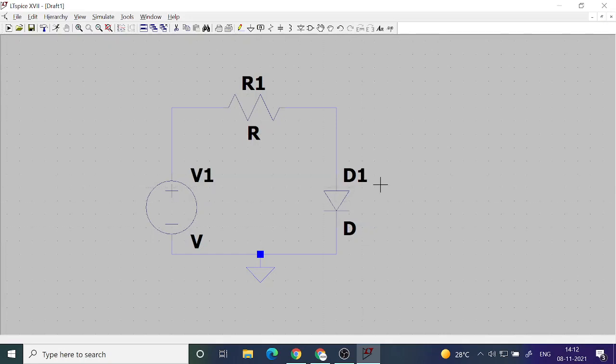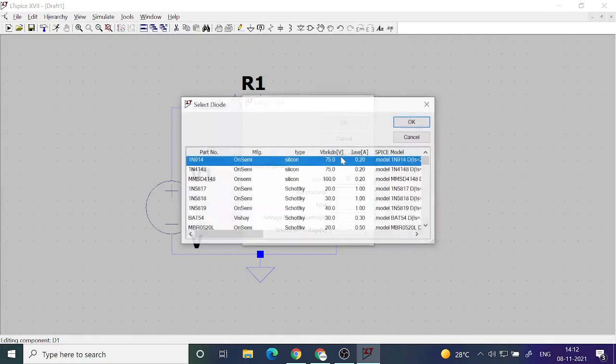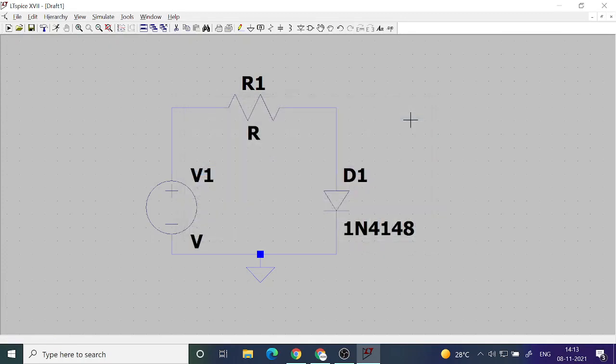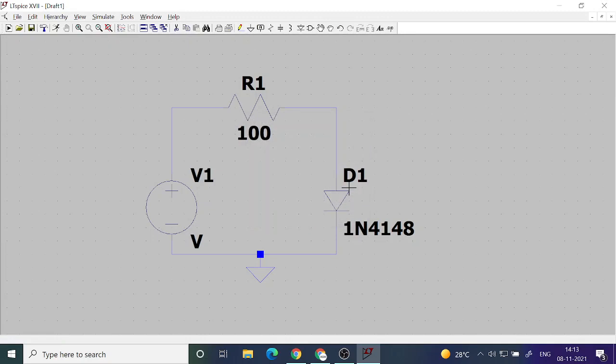Okay. Now we can choose different diode models which are available here, and these diodes which start with 1N4148, 1N4001, etc. are usually available in the lab. So let us take that one. Now this resistance, the purpose is to limit the current, so let us put some 100 ohm for it.